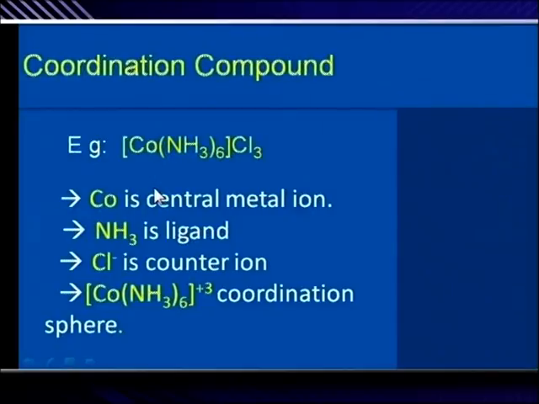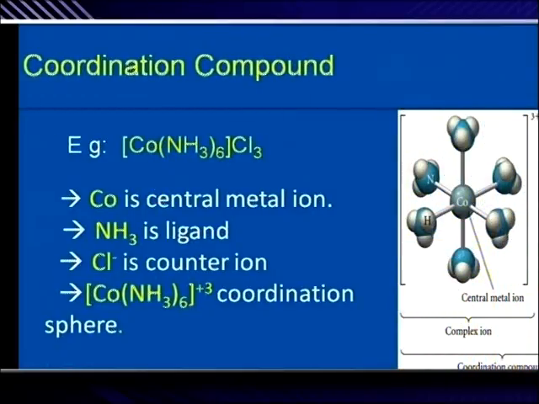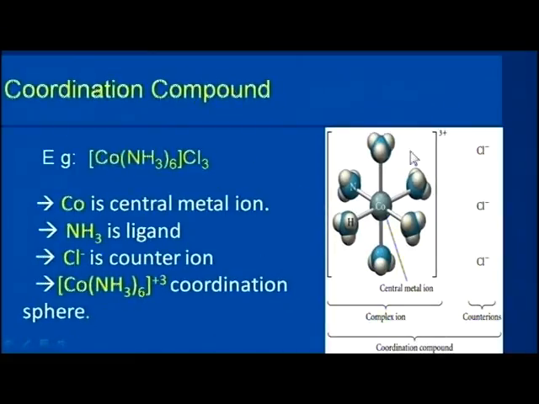Here we can see a diagram, friends. In it we can observe that this whole picture is of a coordination compound, where the central metal atom and the 6 ligands are bonded to this central metal atom. The 6 ligands are amines and the central metal atom is cobalt. This square bracket is called the coordination sphere, and the ions outside the coordination sphere are called counter ions. I think we are all clear about a coordination compound.